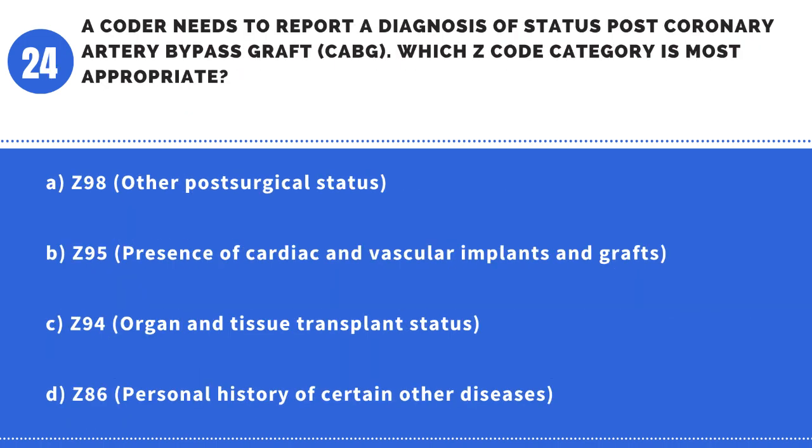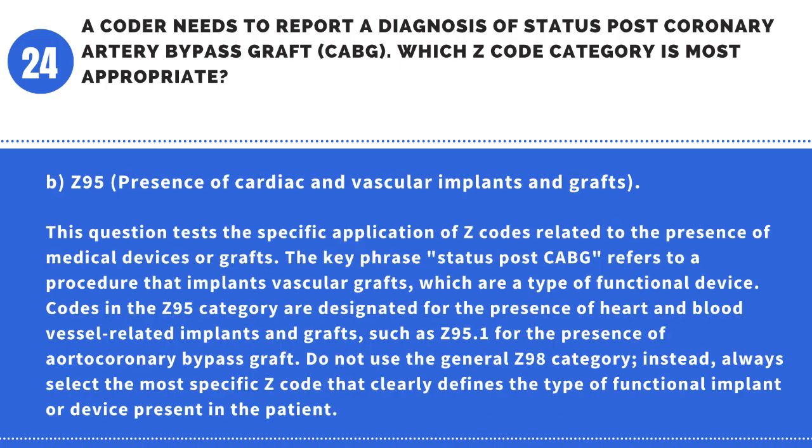Question 24. A coder needs to report a diagnosis of status post coronary artery bypass graft, CABG. Which Z code category is most appropriate? A. Z98, other post-surgical status. B. Z95, presence of cardiac and vascular implants and grafts. C. Z94, organ and tissue transplant status. D. Z86, personal history of certain other diseases. Answer B. Z95, presence of cardiac and vascular implants and grafts.